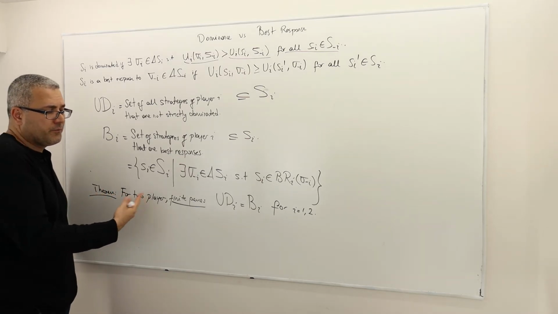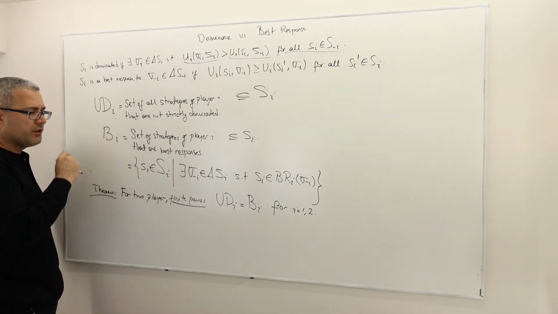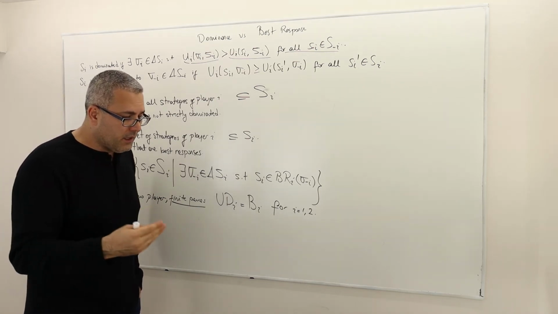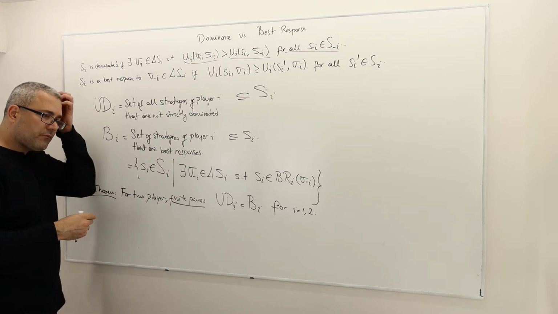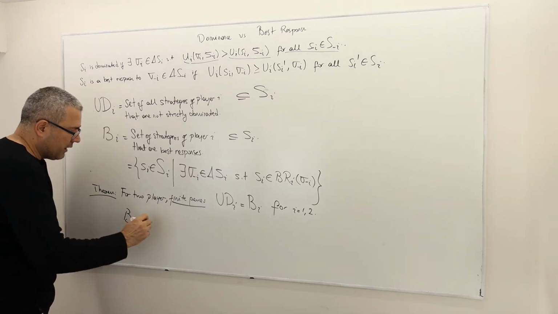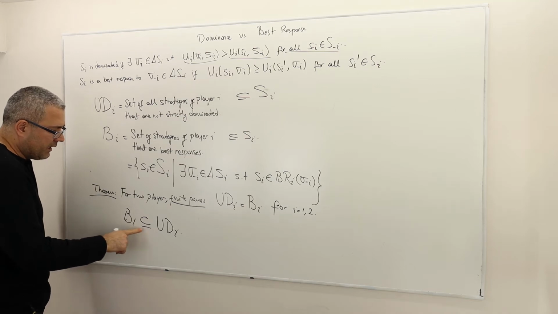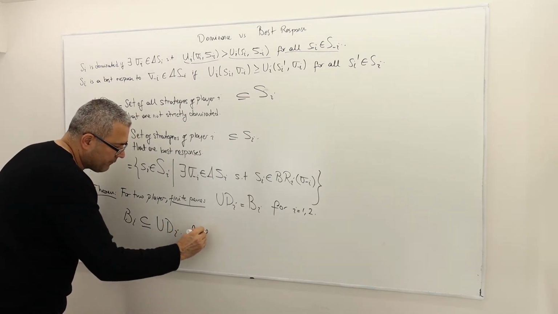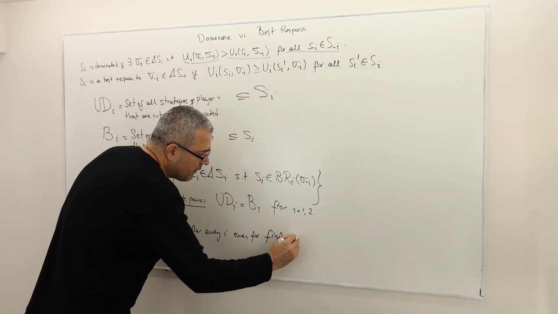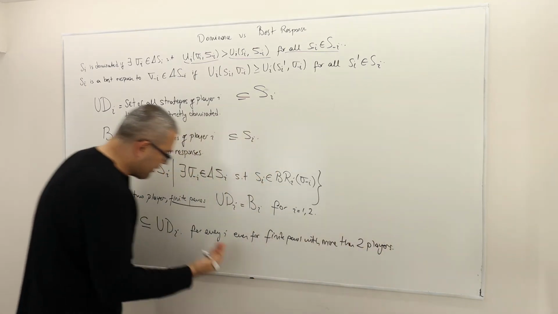Well, the question is, can I extend this theorem to more than two players? No, we can't. I mean, we have to change the definitions of these sets slightly, but this sort of technical change is important. But one thing that matters is that whenever a strategy is a best response, well, then that means that strategy can never be strictly dominated. All right? Meaning BI is a subset of UDI for every I, even for finite games with more than 2 players. However, the converse is not always true.